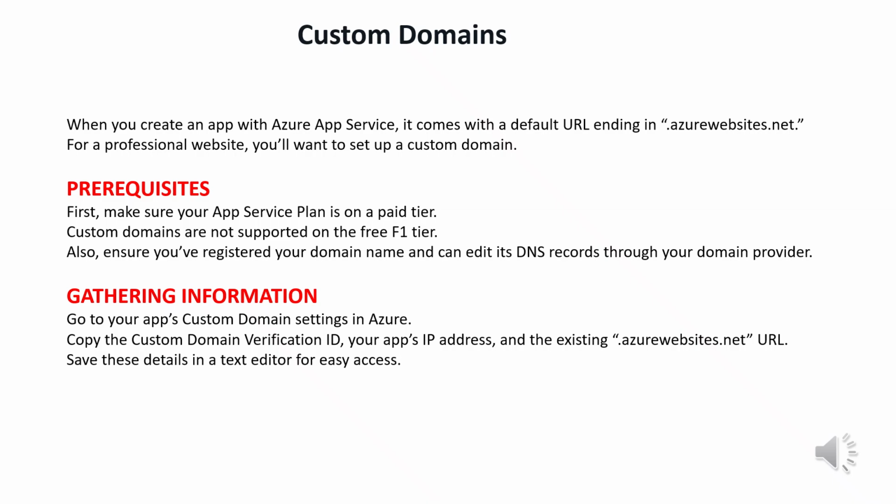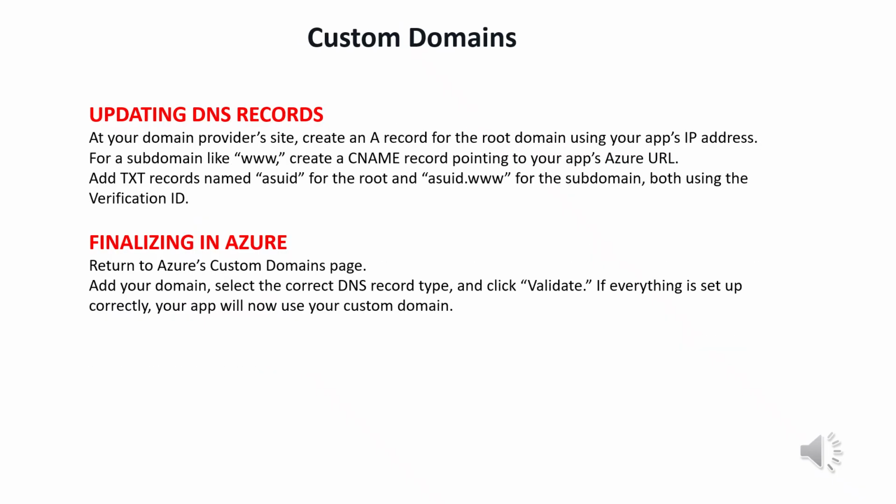Go to your app's custom domain settings in Azure. Copy the custom domain verification ID, your app's IP address, and the existing .azurewebsites.net URL. Save these details in a text editor for easy access. At your domain provider's site, create an A record for the root domain using your app's IP address. For a subdomain like www, create a CNAME record pointing to your app's Azure URL. Add TXT records named ASUID for the root and ASUID.www for the subdomain, both using the verification ID.